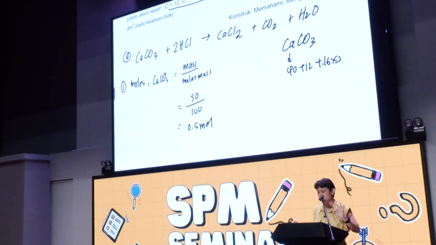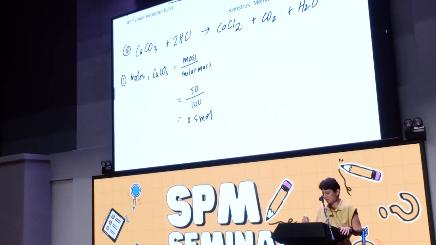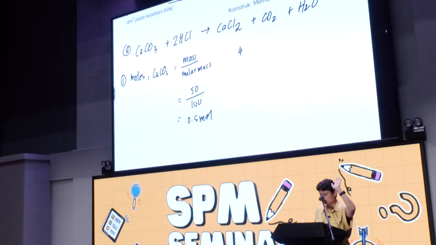Got it? Okay, what is the question asking? The question asks what? Volume of carbon dioxide. Okay, so, now, this is the mark that a lot of students don't get in SPM because they're lazy to write. You have to write lah, if you don't write how to get marks. Okay, so this is the third mark, the fourth mark. So this one already 2 marks. This one 1, 2, 3, mark number 4. This is the mark that many students don't get.